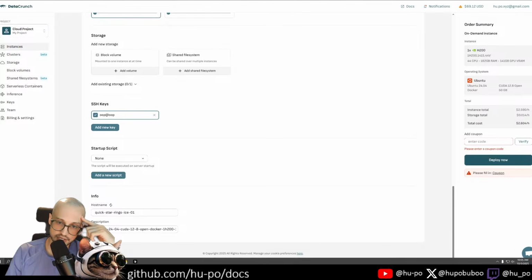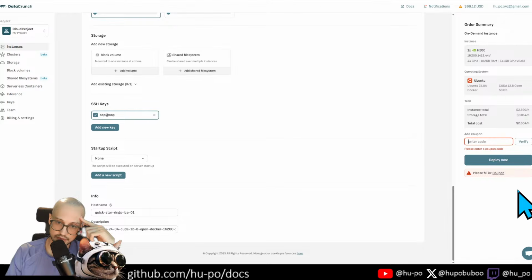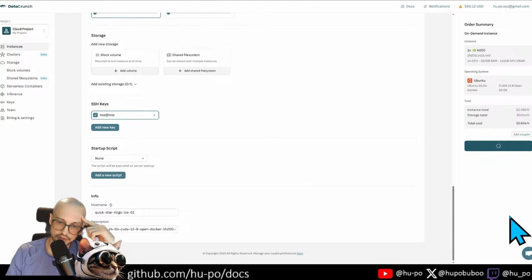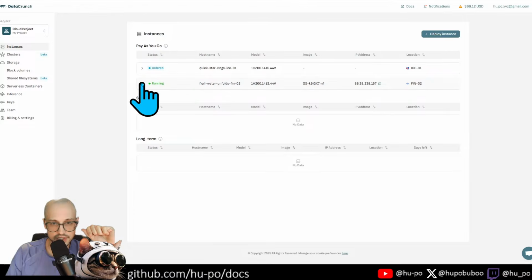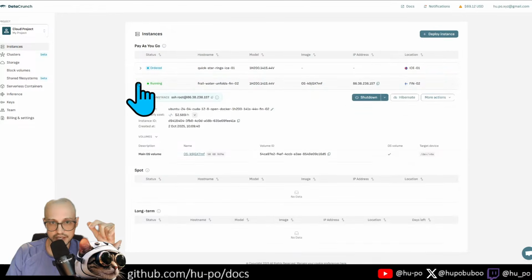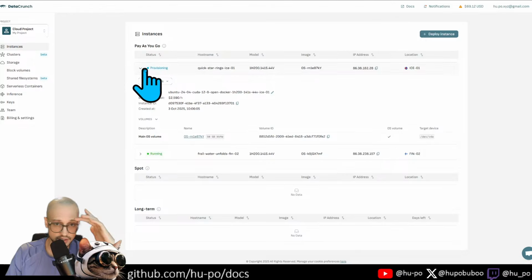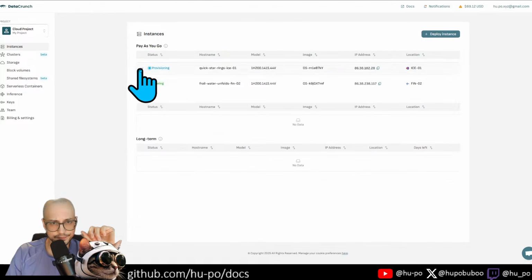But in our case, we could just hit deploy now. It says please fill in coupon. What if I don't want the coupon? Okay. It should start up another one. I already have one instance running. But all right, there you go. So now we have two instances. We have the one that I've had running for a while now in Finland, and we have this new one in Iceland. It's provisioning, but once that's ready, we can SSH into it.